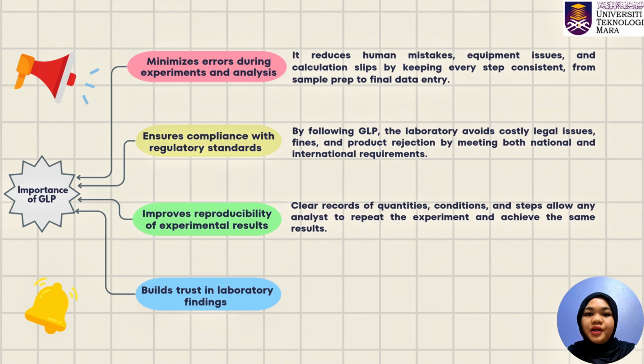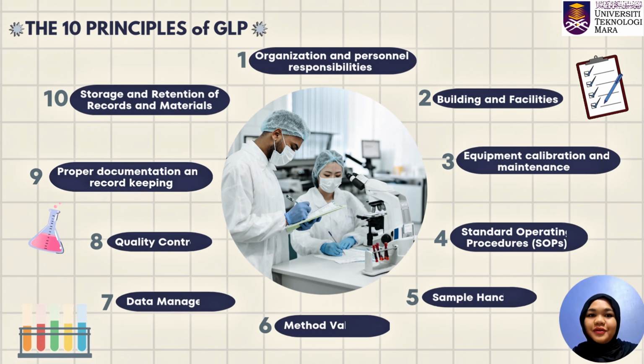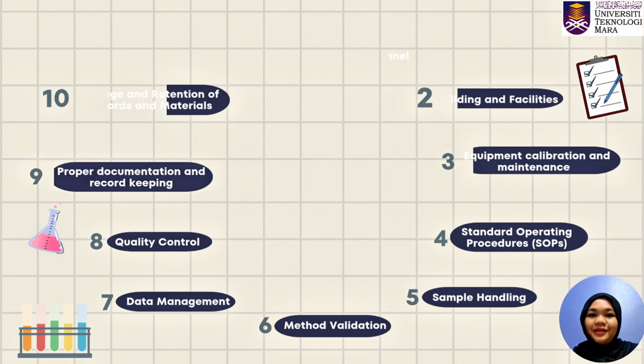Third, improve reproducibility of experiment results. Clear records of quantities, conditions, and steps allow any analyst to repeat the experiment and achieve the same results. And fourth, builds trust in laboratory findings. Clients, laboratories, and the wider scientific community trust the data's accuracy and reliability because it is handled with a strong integrity. Next, we go to the 10 principles of GLP.